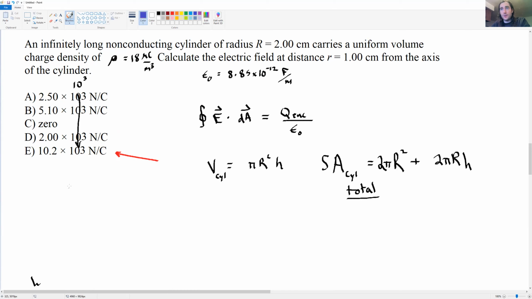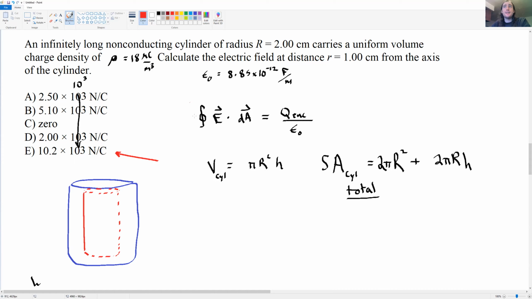Let's go ahead and try and color code things a little bit here. So if this is our cylinder right here, we need a Gaussian surface inside of this thing here. This is our Gaussian surface. Since this thing is positively charged and it's an infinitely long non-conducting cylinder, we have symmetry here, right? So the electric field can only be going out this way, or this way, or out of the page at us, and into the page away from us.